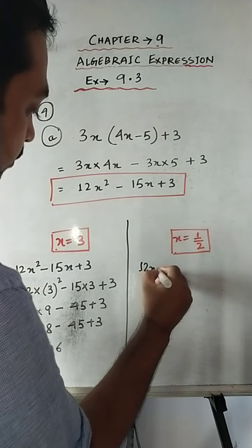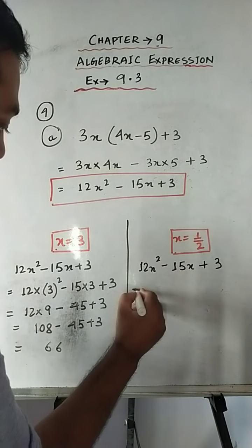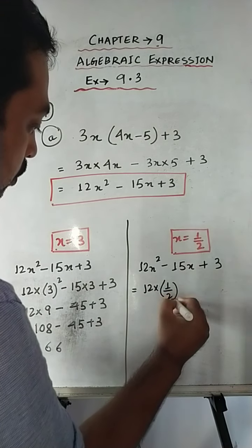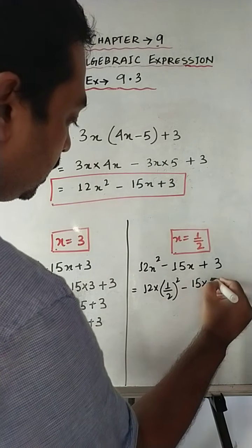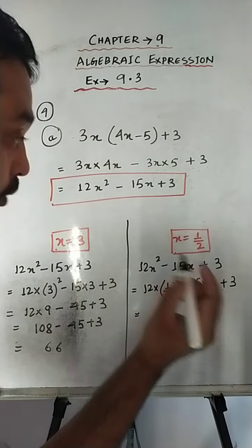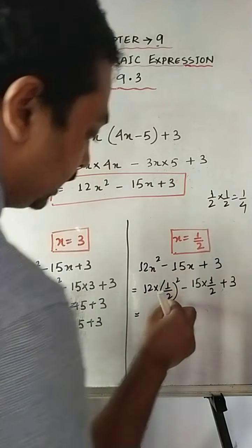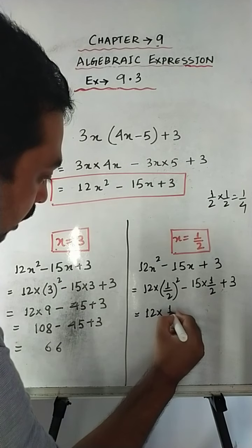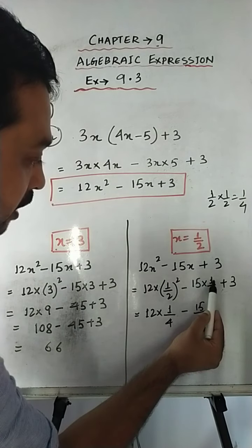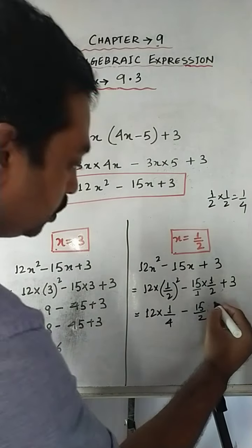So write it down, 12x square minus 15x plus 3. Now in place of x we'll put 1/2. So 12 into 1/2 whole square minus 15 into 1/2 plus 3. Okay, so 1/2 into 1/2 is what? 1/4. So we can write directly out here. So 12 into 1/4 minus 15/2. How 15/2? 15 ones are 15, and 15 is having 1 as a denominator. So 1 into 2 is 2 plus 3.